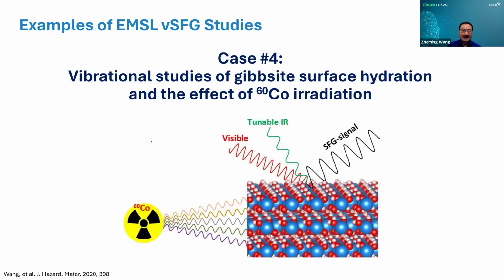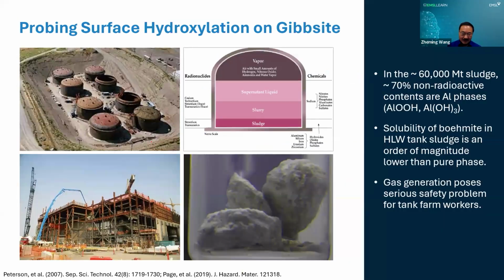Okay, in the last example, I show something that is on a solid surface. In this case, we try to differentiate the OH groups on the gibbsite surface versus the bulk. The background of this is in the tank waste. We always thought there is radioactive material there. It turns out about 70% of the sludge is actually composed of aluminum mineral phases, such as gibbsite and boehmite. And in the current process, we need to separate these phases out. So studies of this will aid the transport of these phases into the vitrification plant.